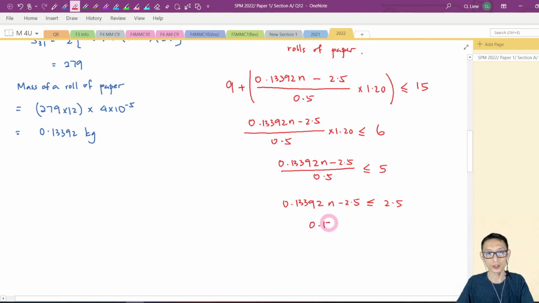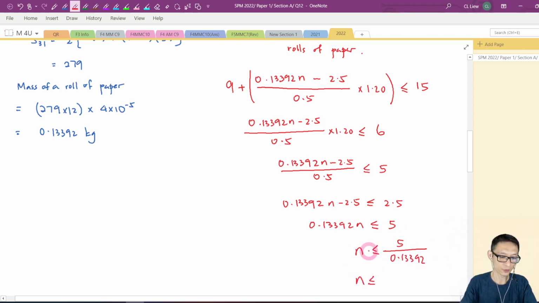Okay, 0.13392 n less than or equal to 2.5 plus 2.5, which is equal to 5, and we are going to get the final answer soon. This is multiply, right? Bring it to another side, become divide. 5 divided by 0.13392, which is equal to 37.34.